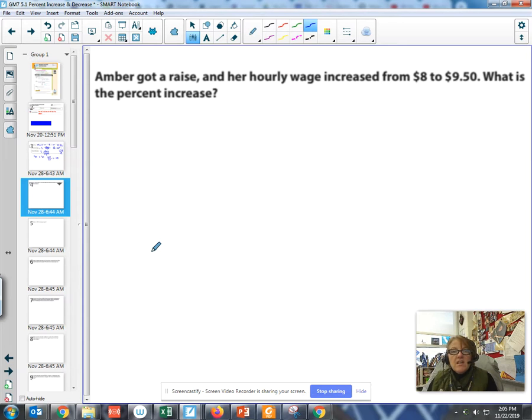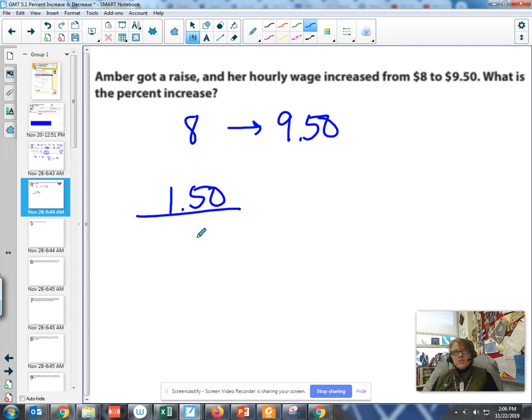Get this handy along with something to write with. Amber got a raise. Good for you, Amber. Her hourly wage increased from $8 to $9.50. Okay, so I started at 8 and you ended at 9.50. Okay. What was the percent of her increase? It's an increase. So from 8 to 9.50, what's the difference? $1.50. Where did she start?